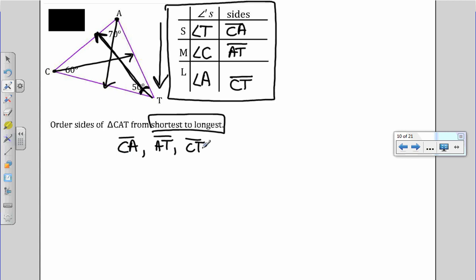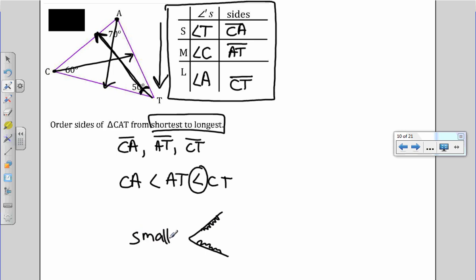Shortest, middle, longest. Another way you may see this written is that CA, which is the measure of side CA, is less than the measure of AT, which is less than the measure of CT. Remember that when we draw this, we're always trying to eat the larger one. I always remembered that from elementary school. This is the smaller number, or side, or measure. This is the bigger one. We want to eat the bigger one, so we can get bigger.